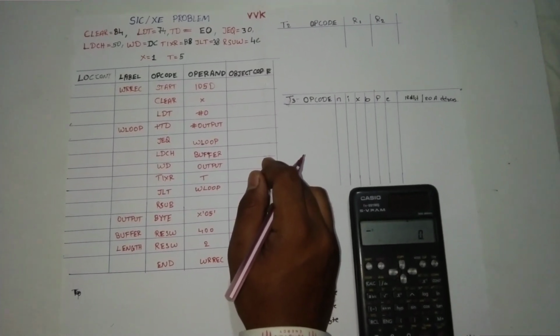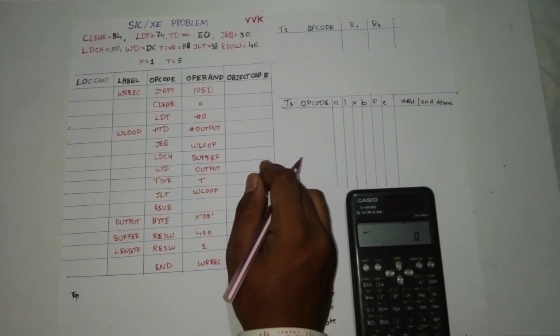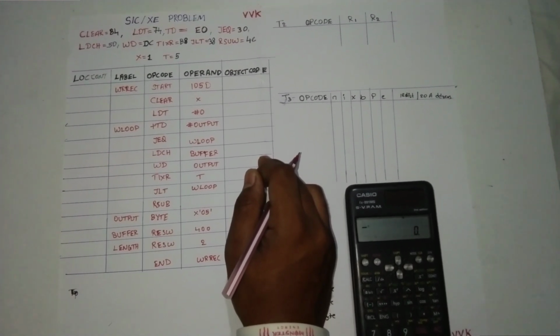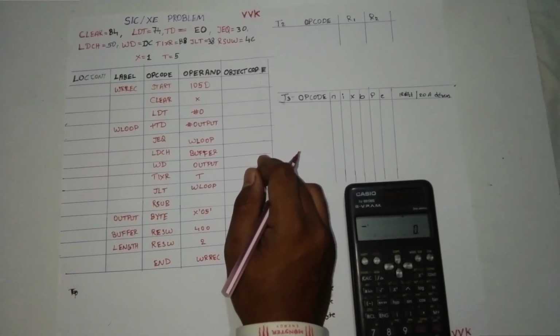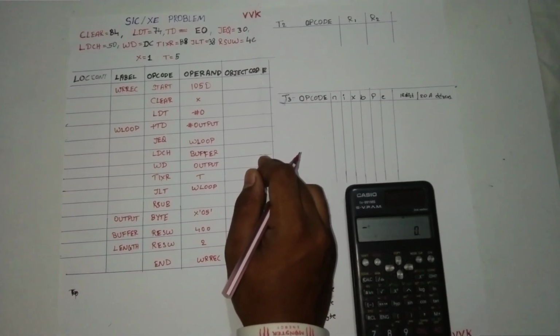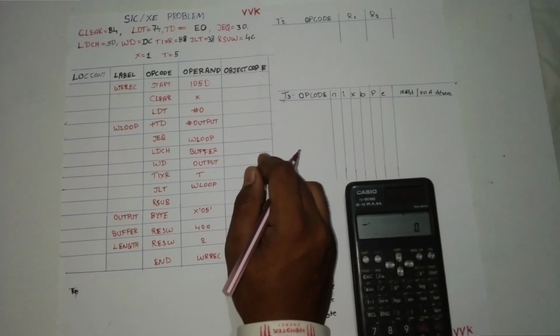In that, the topic is problems based on SIC XE programs. That is, we need to find the location counter, and for that location counter we have to find the object code. For that object code we need to write an object program.